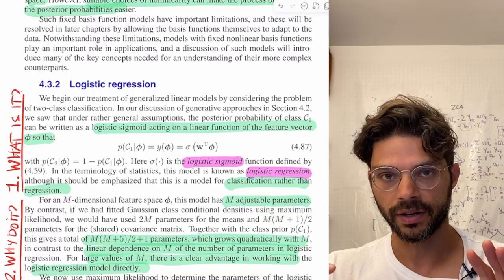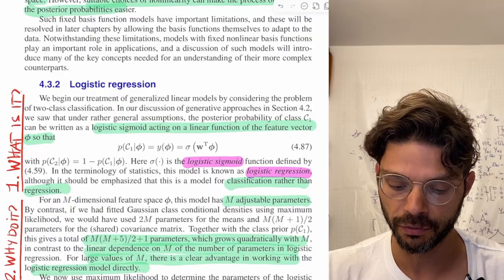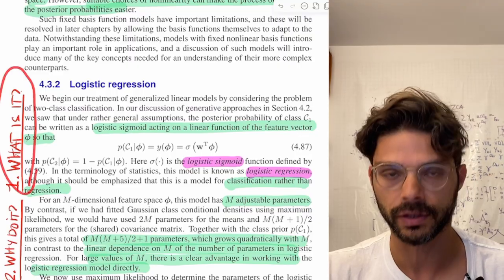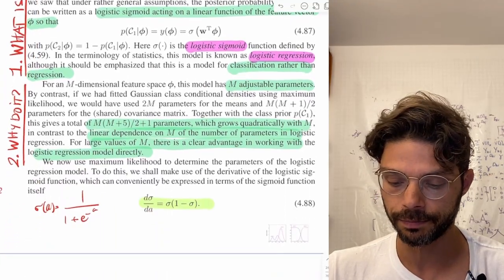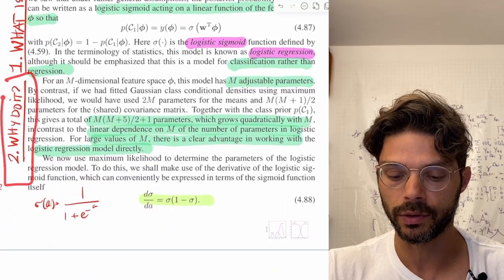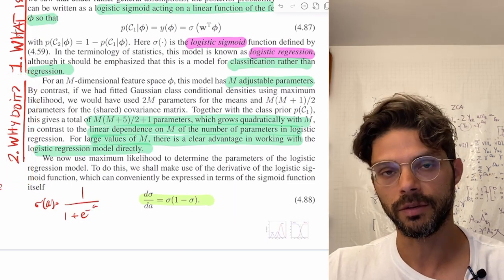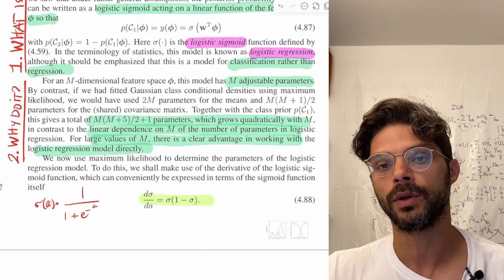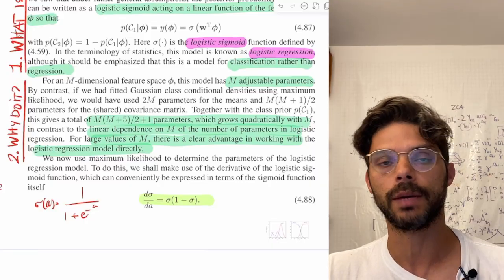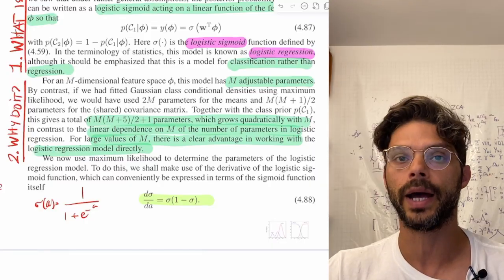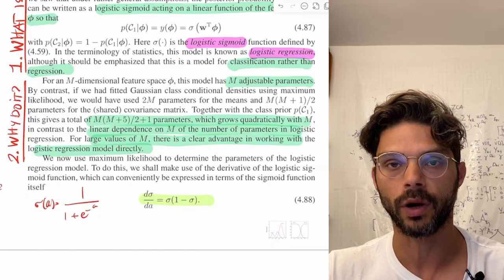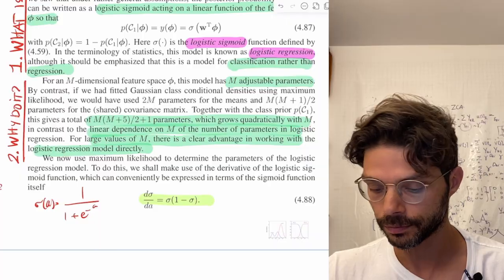So what we're going to discuss is a couple of things. First we're going to talk about what logistic regression is, if you don't know what it is. Then we're going to talk about why you want to do classification in this way. In particular, we'll be comparing it to the generative approach that we've been talking about in the previous sections, and why, especially in high dimensions, you might want to do something like logistic regression.